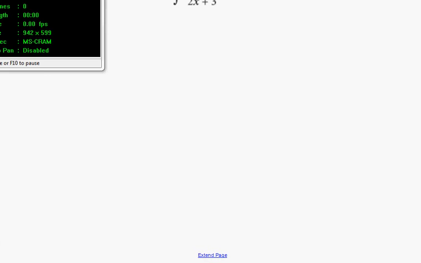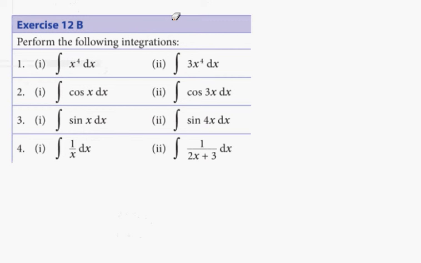Vision on integration, okay? So let's start off really easy. Part one. Whatever the power is, add 1 onto it. So if it's x^4, what are we going to end up with? x^5. And then it's 1 divided by the new power, which is going to be 1/5 x^5 plus what, guys? Plus c.